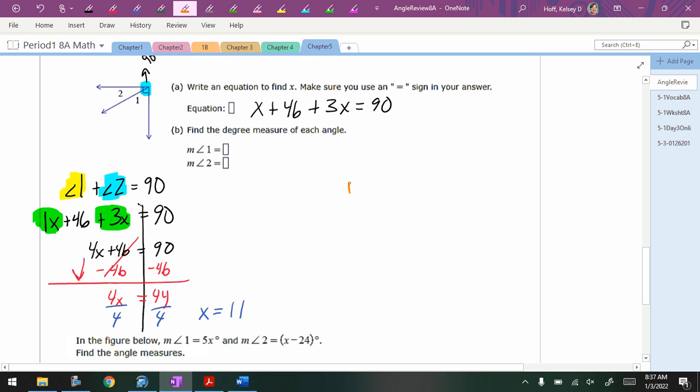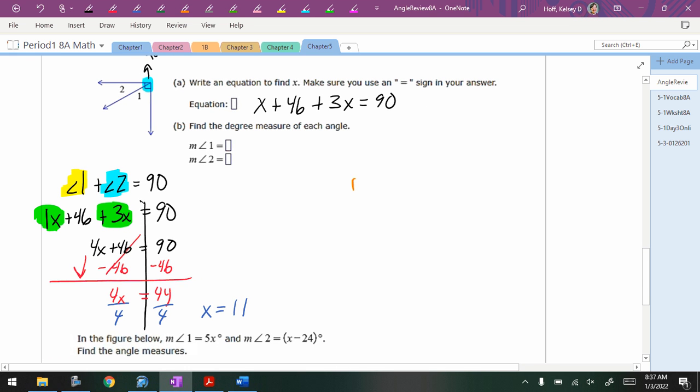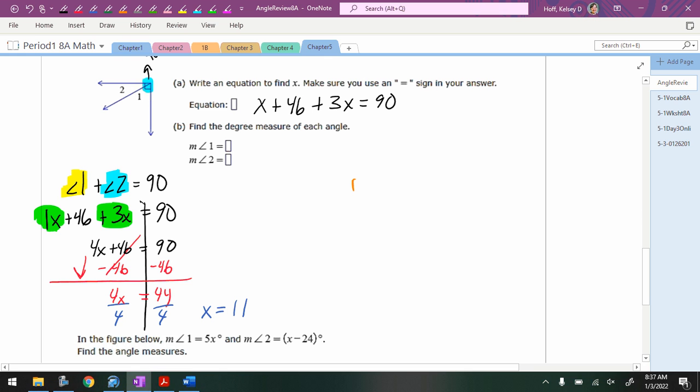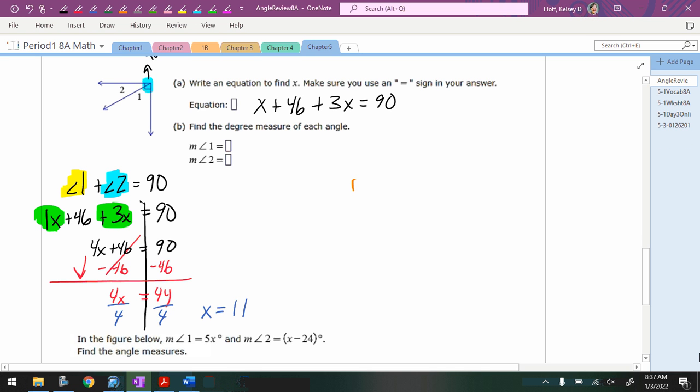In the directions, they told us the measure of angle 1 was x plus 46. You guys just told me x was what? 11. So for the measure of angle 1 we need to take 11. Follow me? x plus 46. What'd you tell me x was? 11. So I need to take 11.